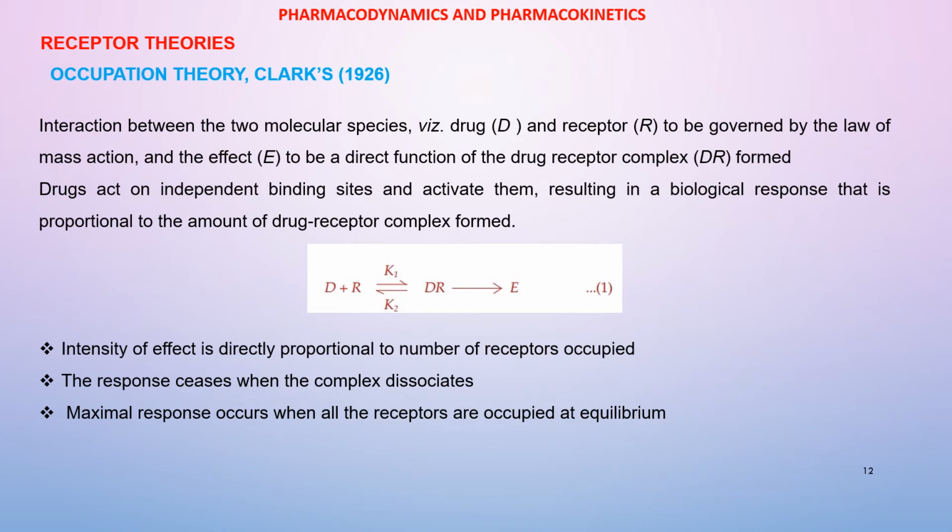There are different theories put forward to explain the interaction between the drug molecule and the receptor. First, the occupational theory by Clark in 1926. According to this theory, the binding of the drug activates the receptor to give the biological response. The intensity of response is directly proportional to the number of receptors occupied by the drug. A maximum response occurs when all the receptors are occupied. The response ceases when the complex dissociates.